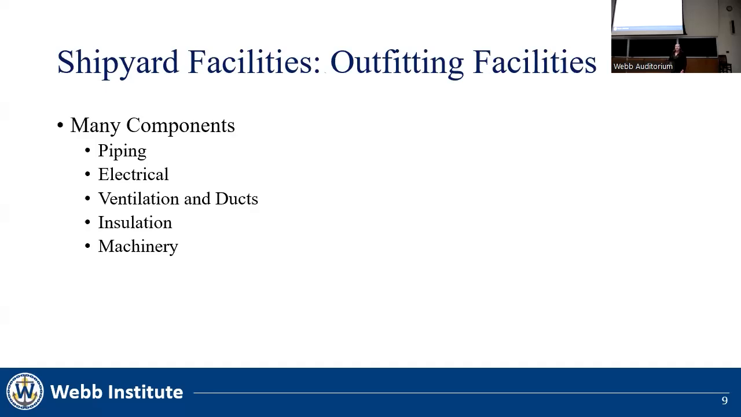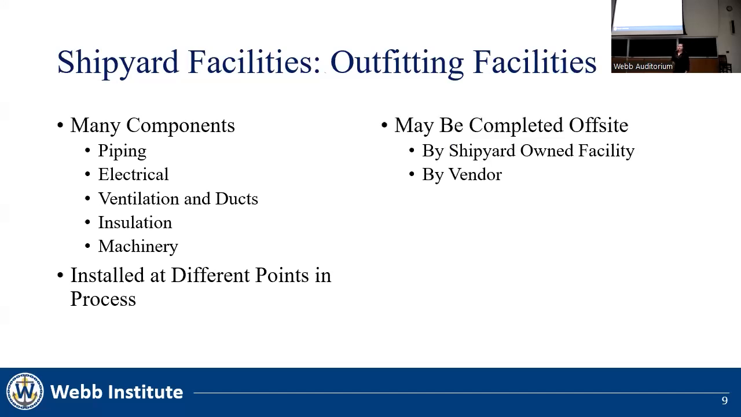There are many components to outfitting, such as those listed on the screen, and they are installed at various points in the process, which makes it difficult to determine how much space is required for them and where to allocate that space. As discussed previously, this may be completed off-site by either a shipyard-owned off-site facility or by a vendor.